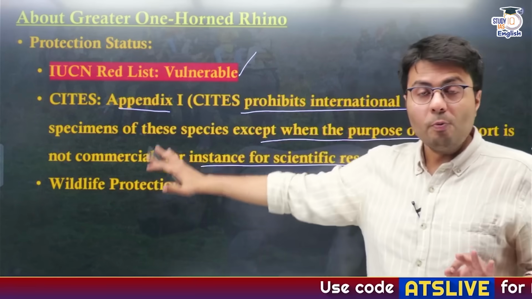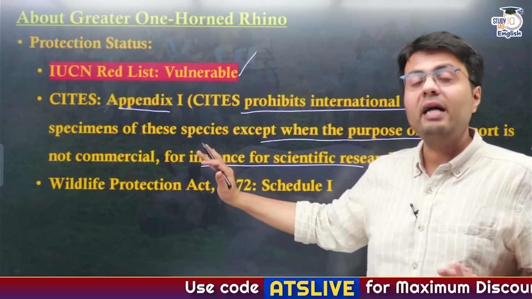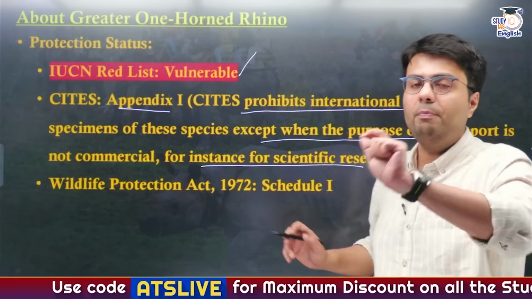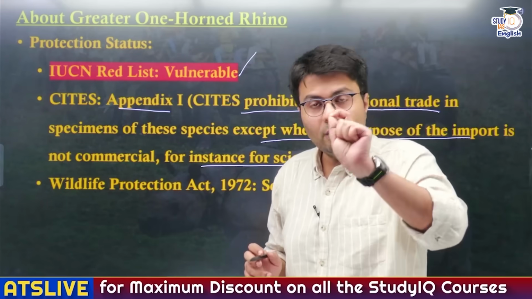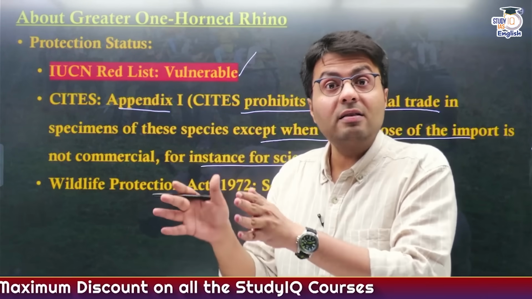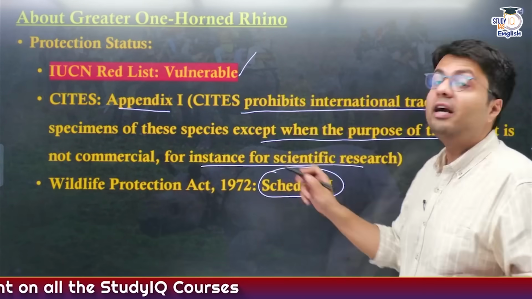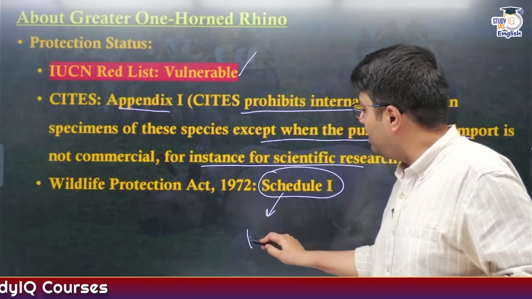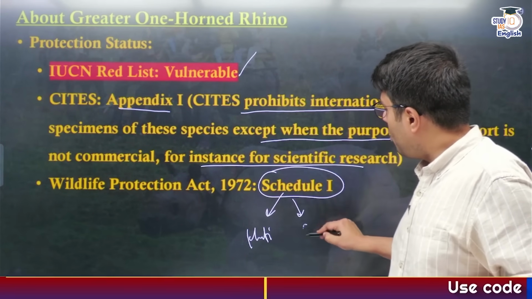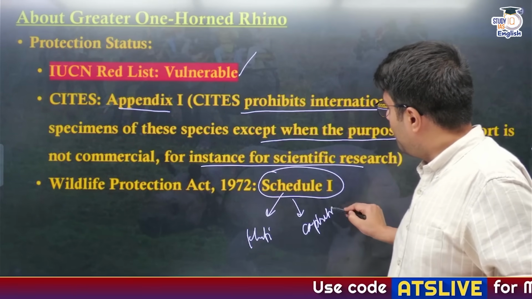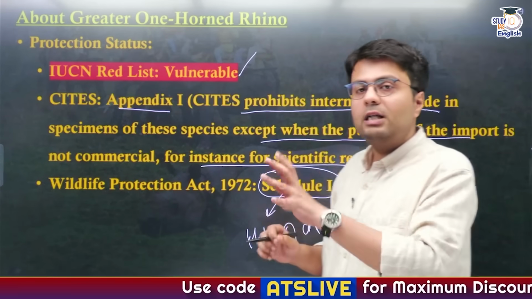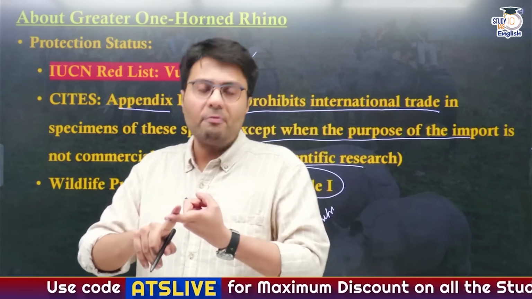Okay. Now, as far as India's Wildlife Protection Act 1972 is concerned, they again are provided the highest status of protection, comparable to lions and tigers, because they are categorized as Schedule 1 species, which means hunting or capturing of these species is a prohibited offense. Understood? So that is why you can't either hunt them or capture them.